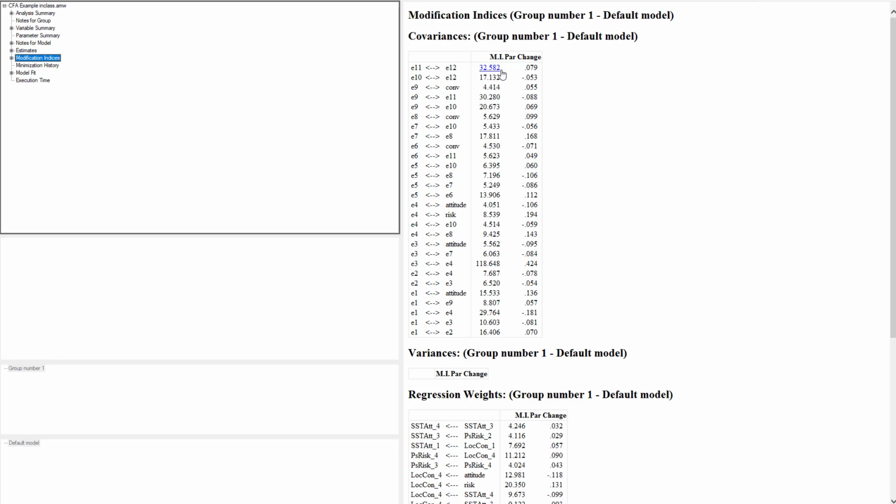If we initially look at the error term between E11 and E12, that's pretty high at 32. Then if we look down there, we see some other ones. And then we see a real huge one with E3 and E4, 118. We said a difference of 10 is significant at the 0.001 level. Well, this is 118, so this is large.